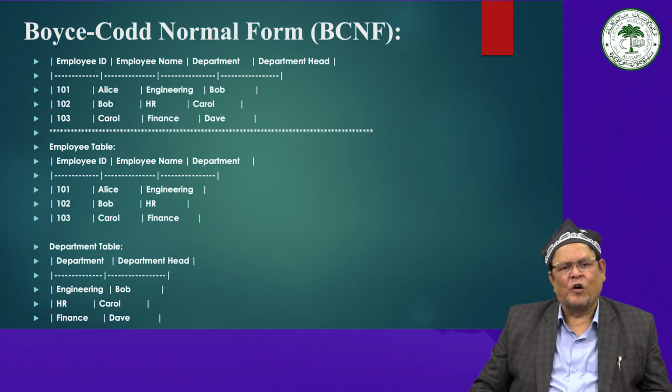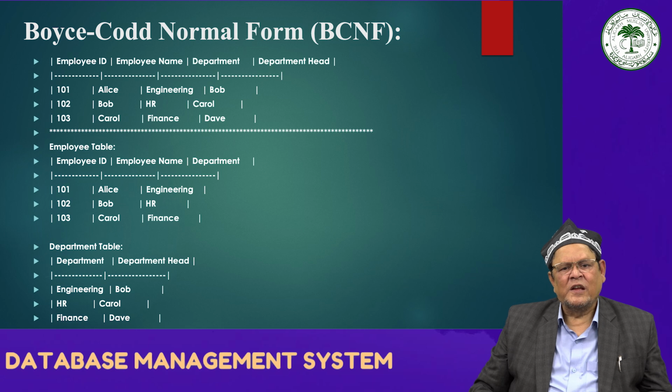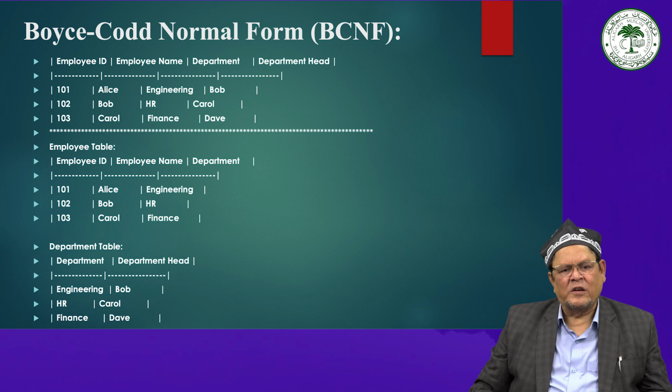BCNF is an advanced form of normalization that deals with certain types of functional dependencies. It requires that every determinant is a candidate key. Let us consider a table representing employee information where the employee ID determines the department and the department determines the department head. In this example, the determinant department is not a candidate key because it does not uniquely determine all attributes.